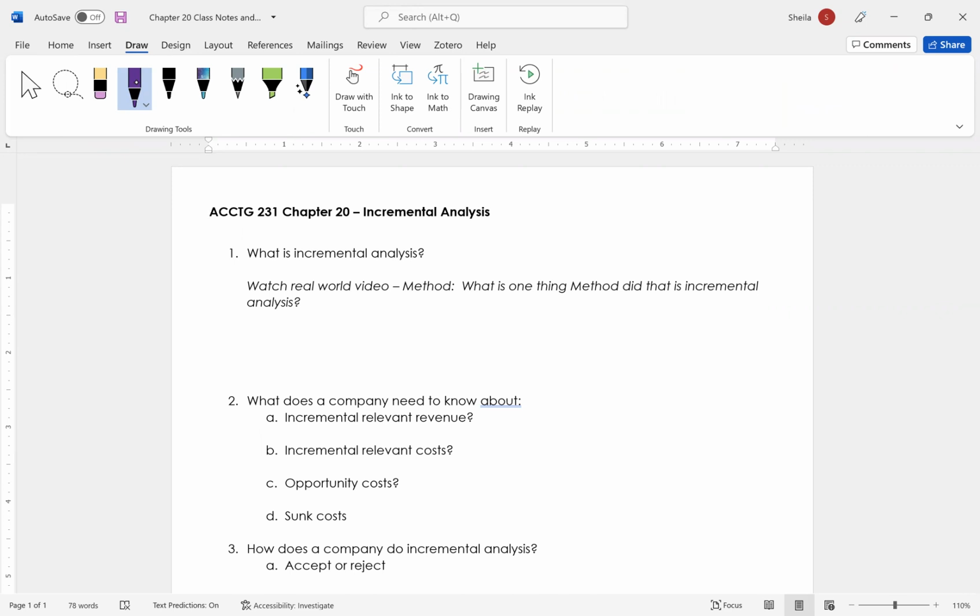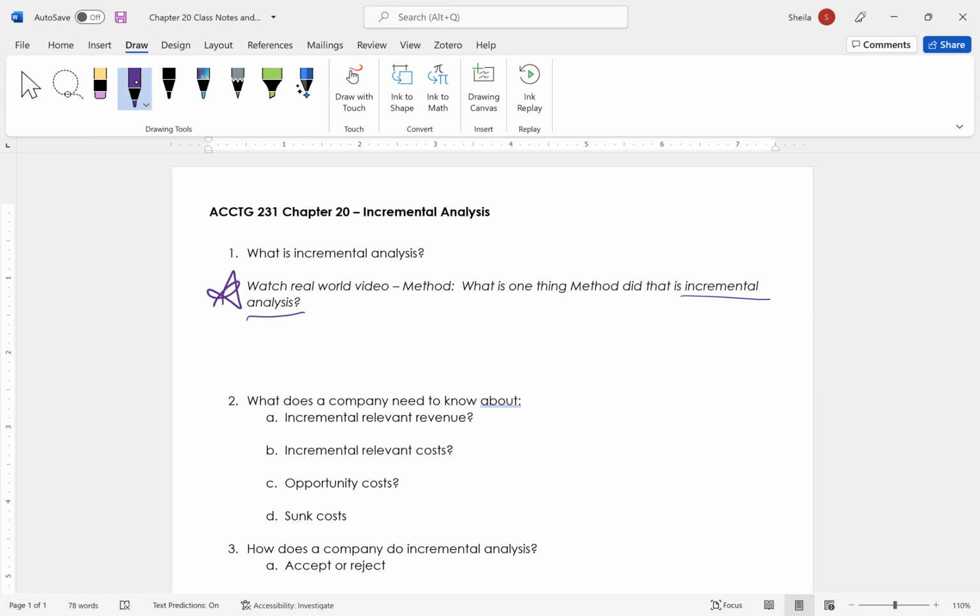So what is incremental analysis? What I'd like for you to do is go ahead and, in the Wiley Plus resources, watch this real world video for method and try to get an understanding of what exactly it is that they are doing that could be considered incremental analysis. And after you've done that, then come back to this video.